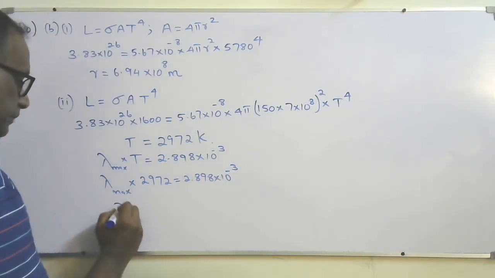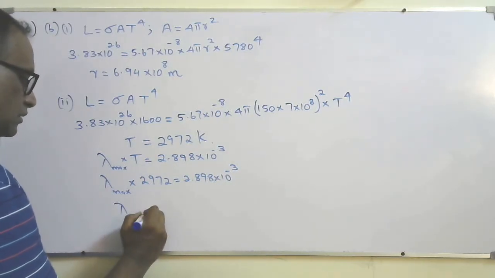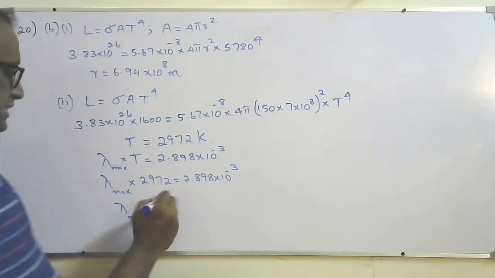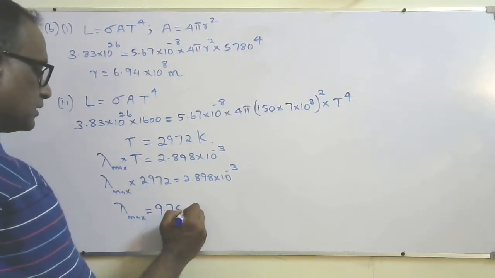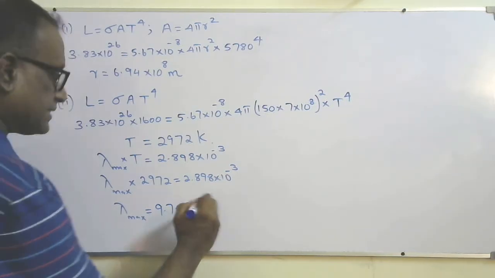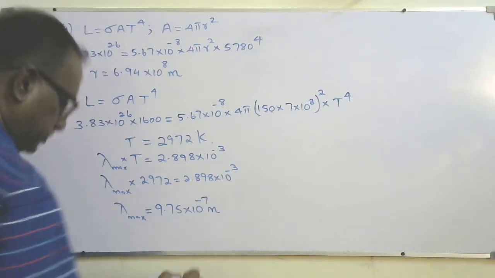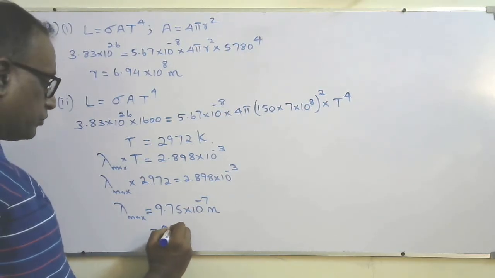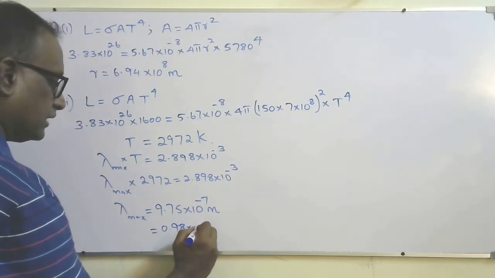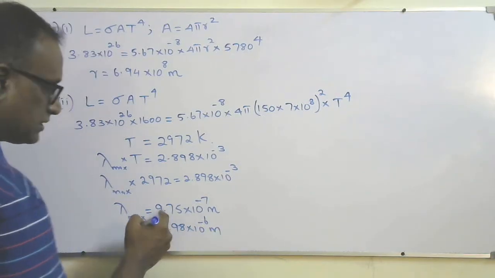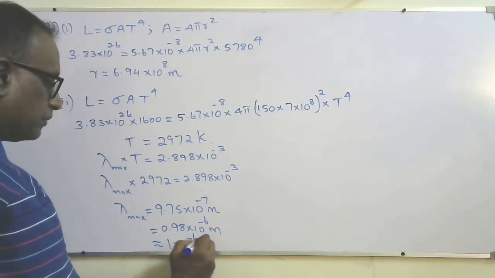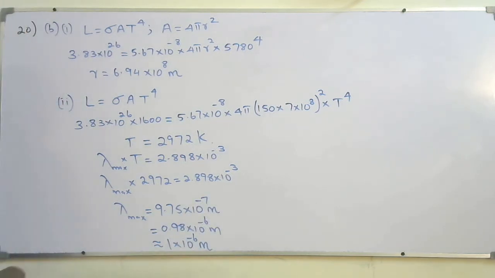You will get lambda max will be equal to 9.75 times 10 to the power minus 7 meter, but they also show that 1 into 10 to the power minus 6, so I can write it 0.98 into 10 to the power minus 6 meters, right? So that is approximately 1 into 10 to the power minus 6 meters.